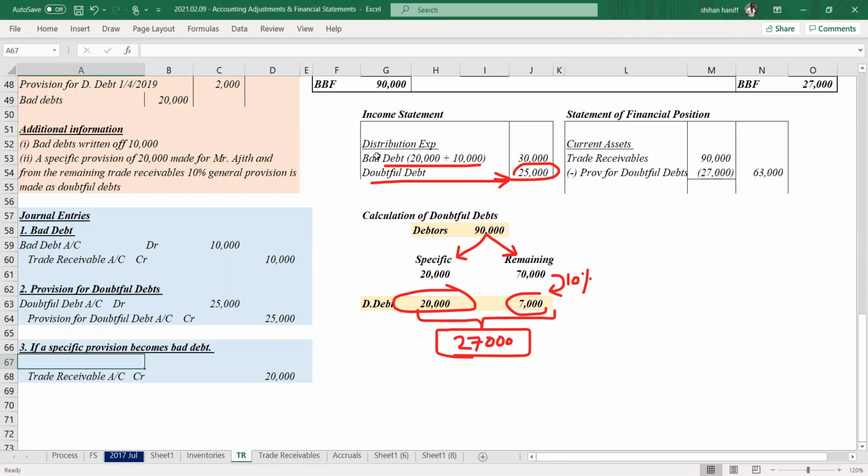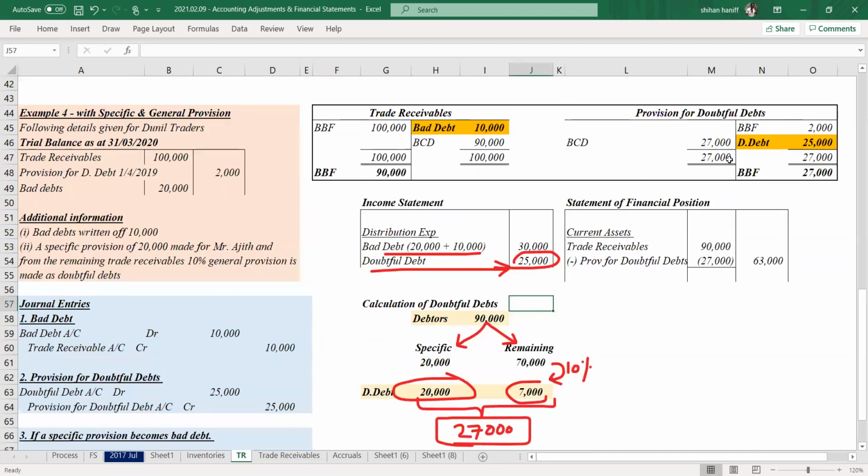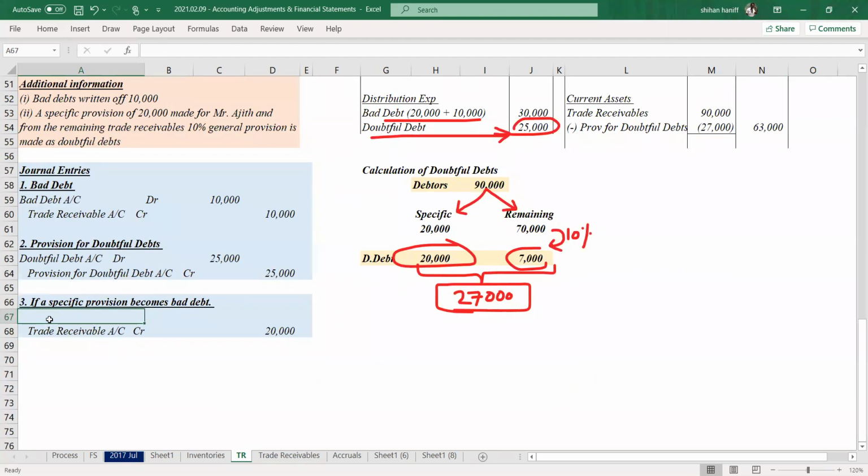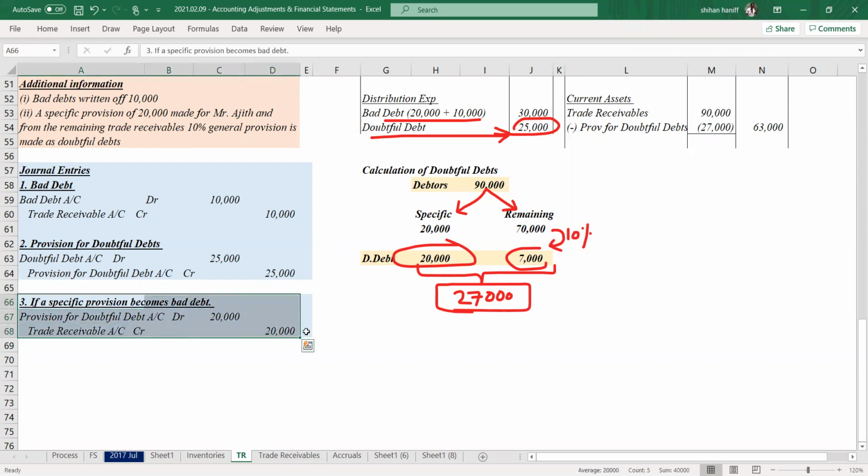We can't debit the income statement because already in the income statement you have this 20,000 and it is there in the provision account. This 27,000 includes this 20,000 of specific provision. Therefore, we have to deduct it from the provision account. So if a specific provision becomes bad debt, write this double entry for specific provision.